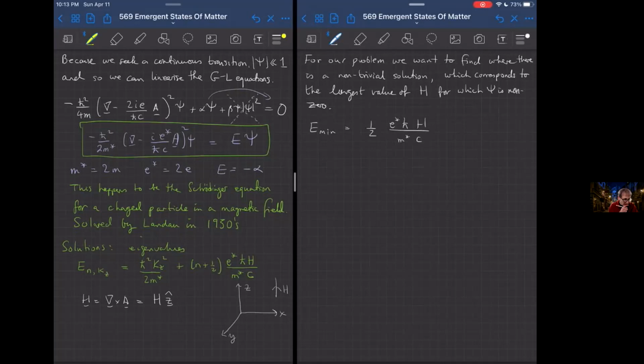So what we need then is to have a solution. So we know that E is equal to minus alpha, which is the same thing as the absolute value of alpha. So now I can write down that the absolute value of alpha is equal to h bar squared kz squared over 2 m star plus n plus a half e star h bar h over m star c.